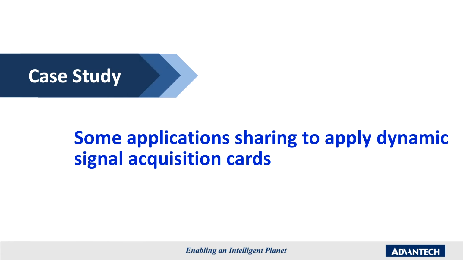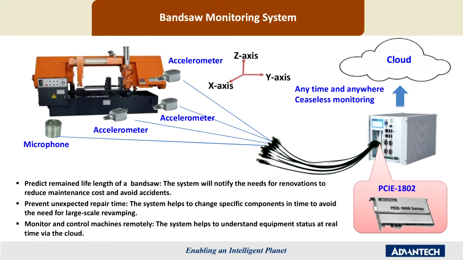Let's see some sharing to know more about dynamic signal acquisition applications. The PCIe-1802 is used for bandsaw machine health monitoring. A heavy-duty bandsaw machine uses the saw blade to cut metal materials. An unexpected break of the blade will potentially cause the machine to be damaged, and of course, the metal will be scrapped as a material loss.